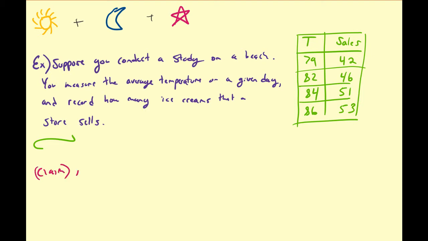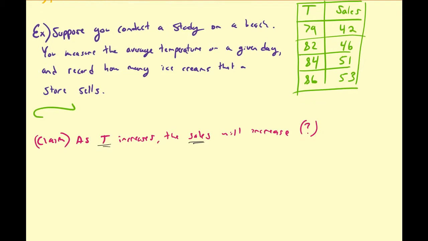So a couple things that we could claim in this case. We could claim that as our temperature increases, the sales will increase. Now, is this true? Does temperature T actually have something to do with the sales, or is there other things going on here? Alright, so how can we sort of understand this type of scenario?